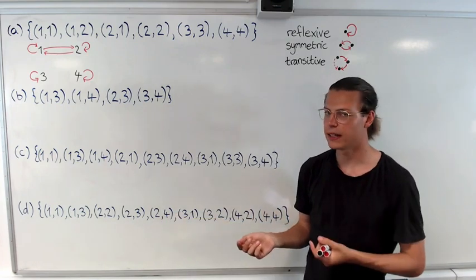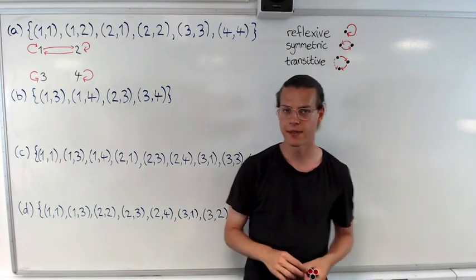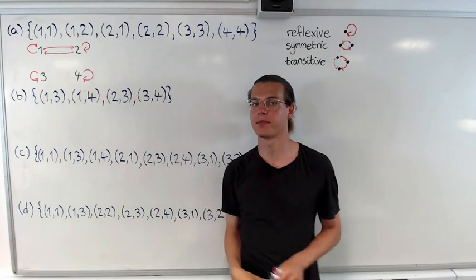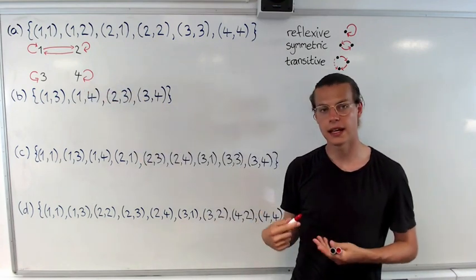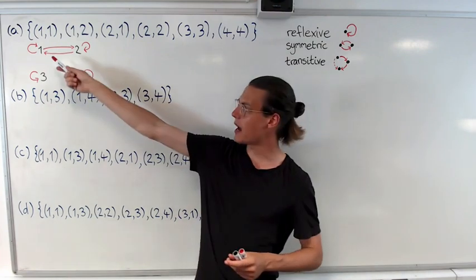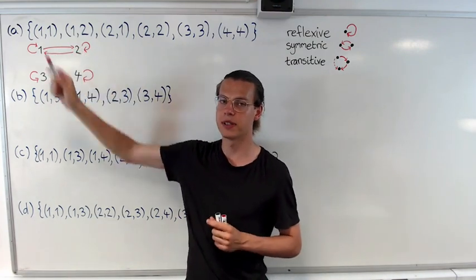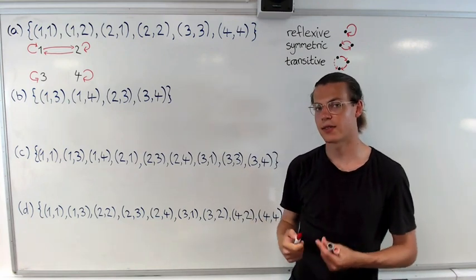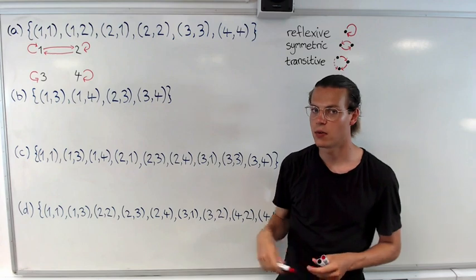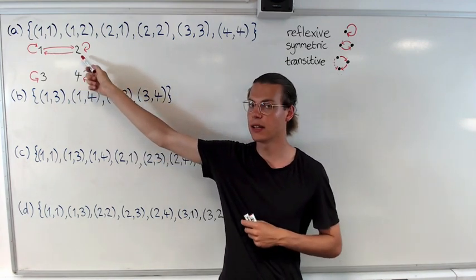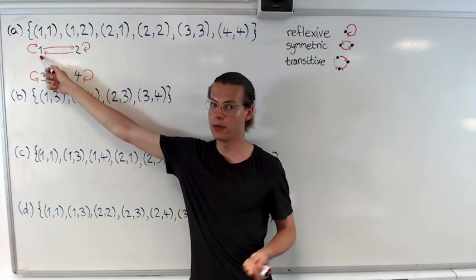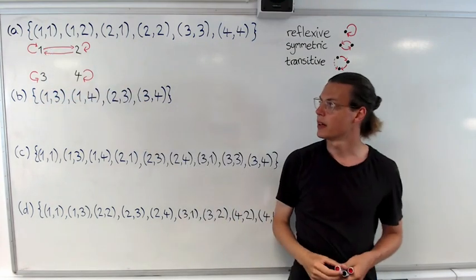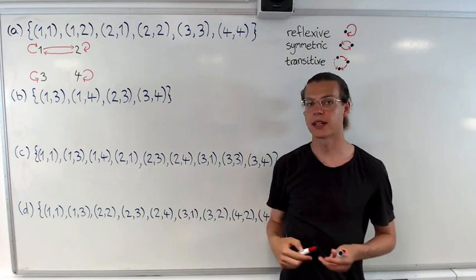From the diagram, we can easily see that this relation is reflexive. Every element in the set is related to itself. Furthermore, the relation is symmetric. For every arrow, there is an arrow in the opposite direction. And finally, the relation is transitive. Whenever we have one element related to a second and the second related to a third, the first is related to the third. So this relation is reflexive, symmetric, and transitive.